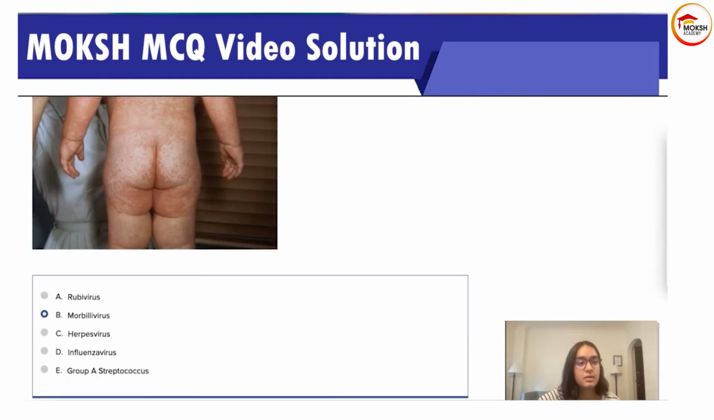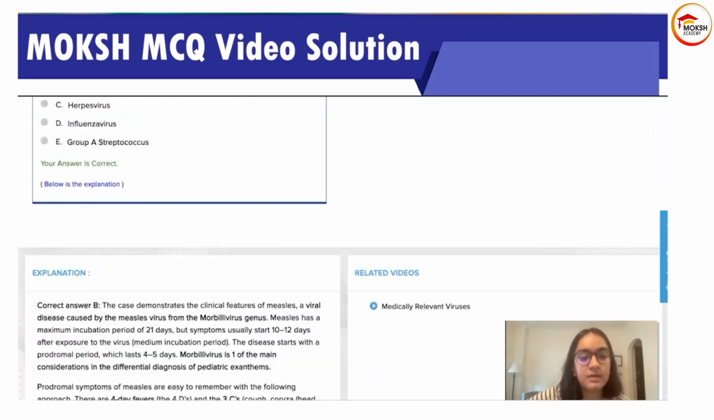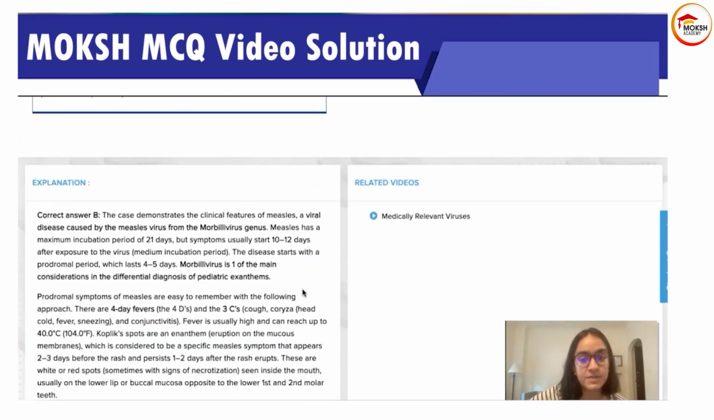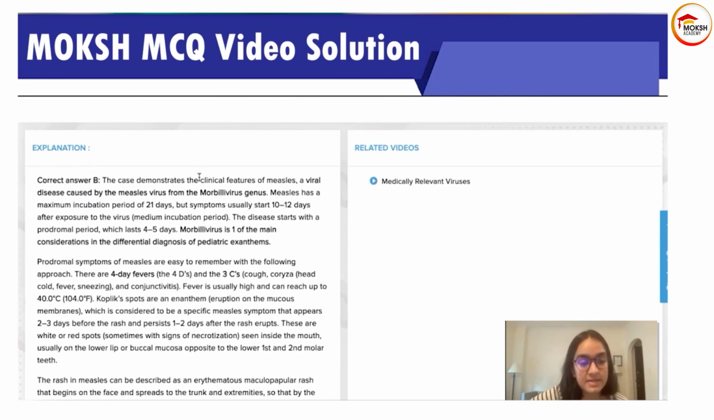What is the diagnosis? Okay, this one is also very straightforward, simple, but once again, it keeps showing up. So let's go over this. The case demonstrates the clinical features of measles, which is a viral disease caused by the measles virus, which belongs to the morbillivirus genus. Measles has a maximum incubation period of 21 days, but symptoms usually start 10 to 12 days after exposure to the virus.